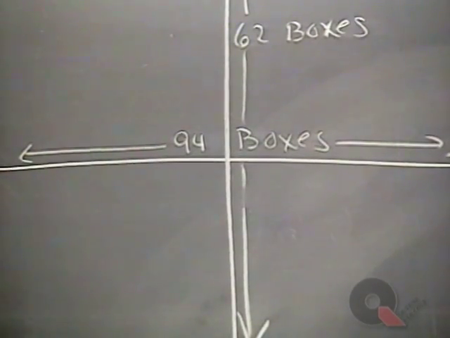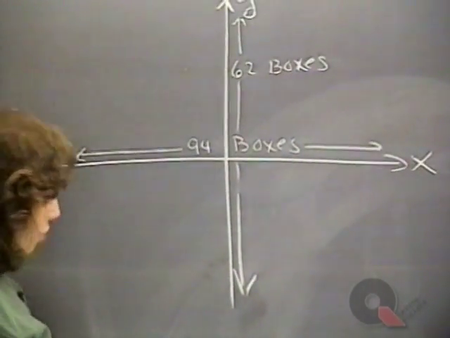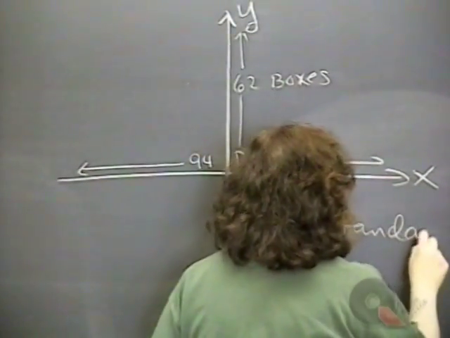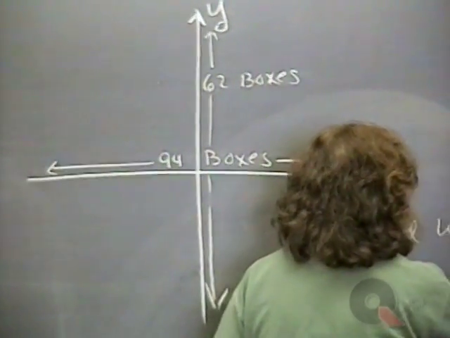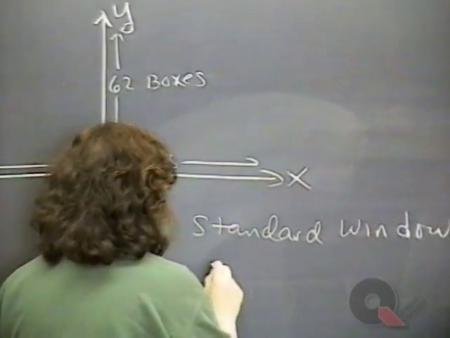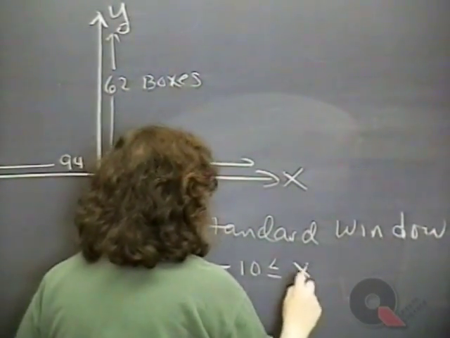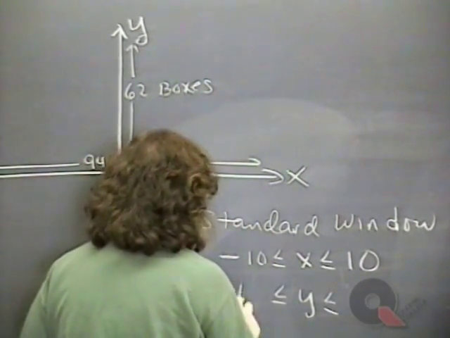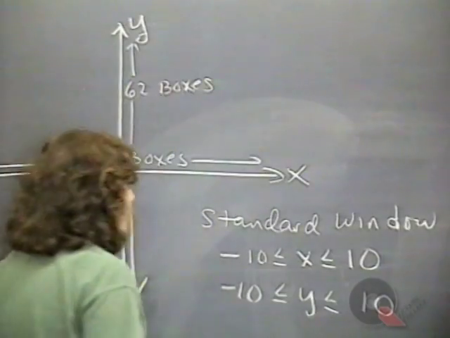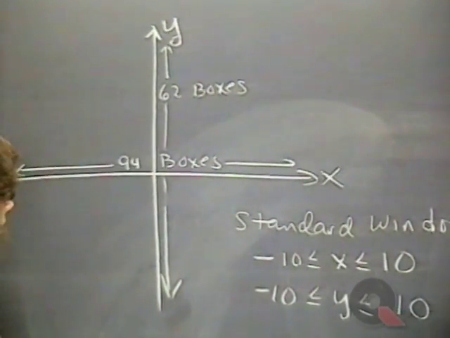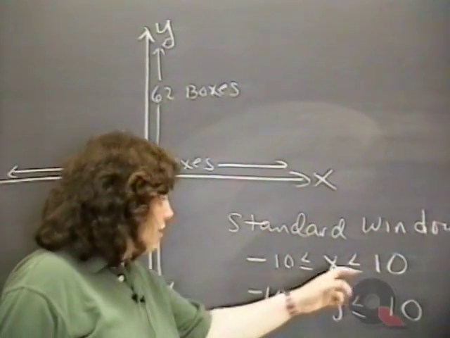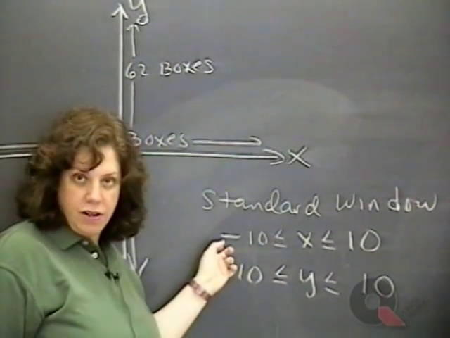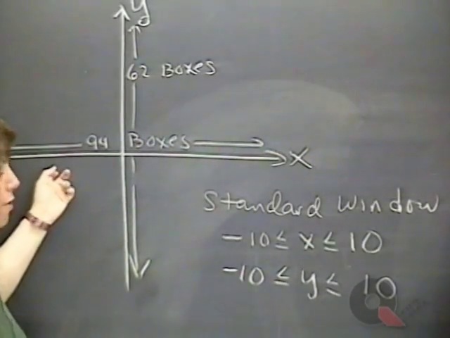Now, we had used the standard window on the calculator, which has x from minus 10 to 10 and y from minus 10 to 10. So we want to cover a distance from minus 10 to 10, a distance of 20 units. We have 94 boxes.